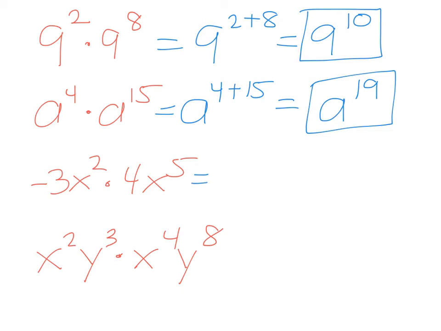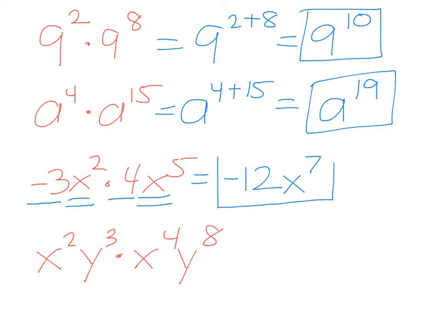Now this is a little different because I don't have the same variables all over the place. So when I multiply, I first look at the numbers. And I multiply the numbers first, because numbers have nothing to do with powers. Negative 3 times 4 is negative 12. x squared times x to the 5th, that's x to the 7th. So I get negative 12x to the 7th.